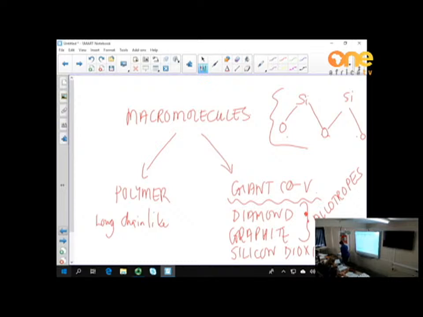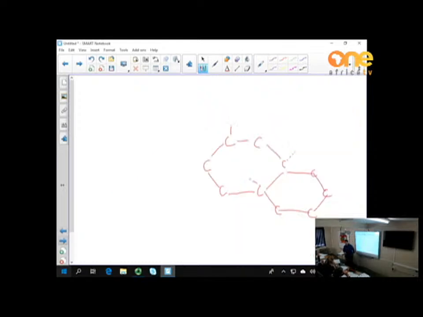There is another crystalline structure for carbon. It's less well known than diamonds and graphite. They call them Buckminster fullerene or just fullerene or buckyballs.